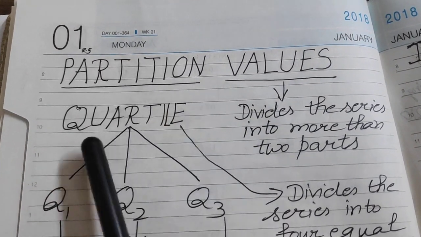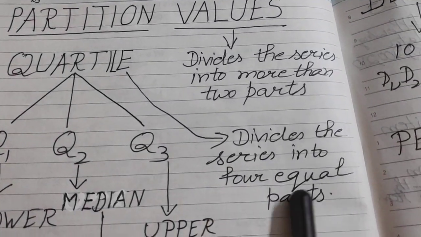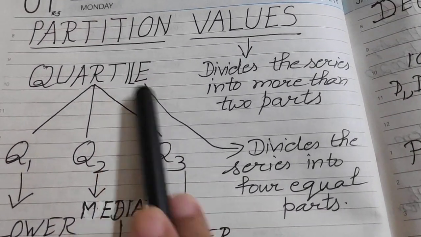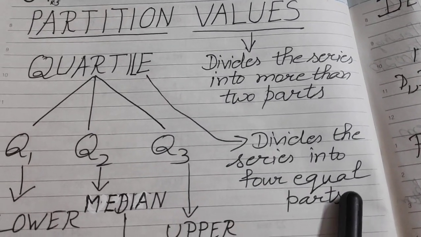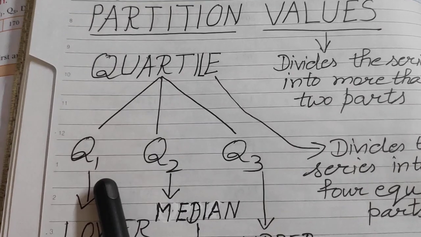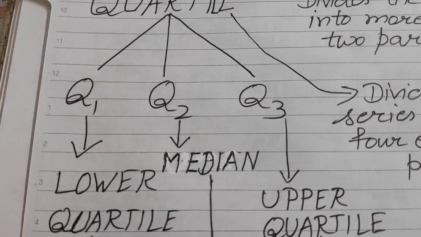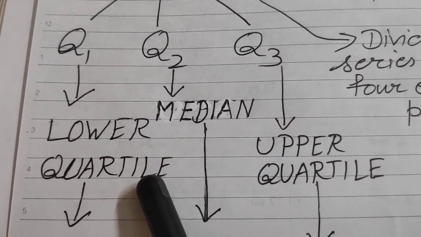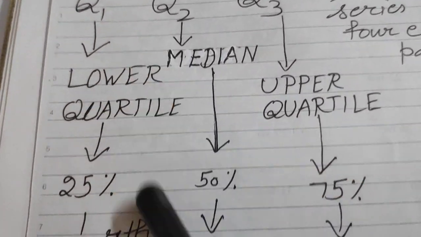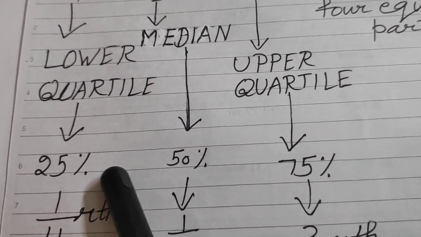In partition values, first comes the quartile, which divides the series into 4 equal parts. Quartile एक स्टैटिस्टिकल सीरीज को 4 equal parts में डिवाइड करता है. There are 3 parts of quartile, Q1, Q2 and Q3. Q1 is said to be the lower quartile and Q1 covers 25% of the items of the series.